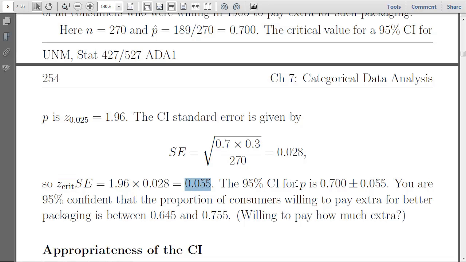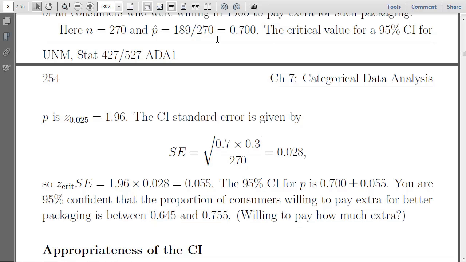So our confidence interval for the population proportion is 0.7 plus or minus 0.055. And so we're 95% confident that the proportion of people willing to pay extra is somewhere between about 65% and 76%. Now, we don't know how much more they're willing to pay, but we know that there's some desire for this added level of protection.